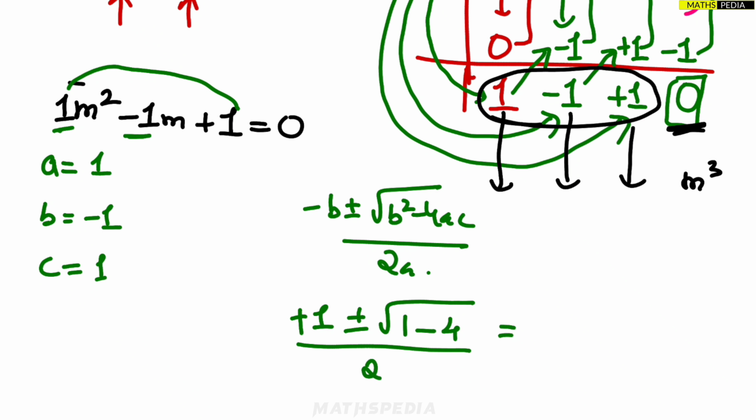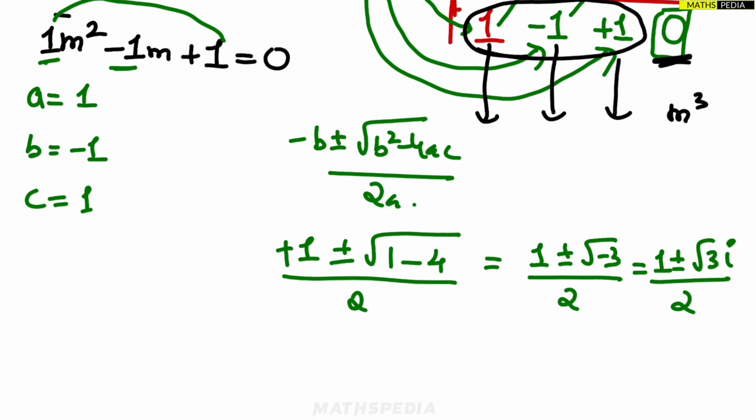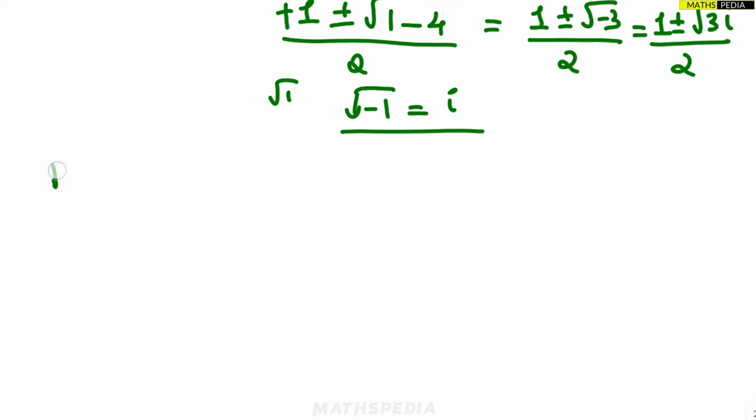So the answer you are getting is 1 plus or minus square root of minus 3 divided by 2. Now minus 3, as we know, inside the square root it will become root 3i divided by 2. Why I came? Because root of minus 1 is nothing but i. Okay. So what all numbers we have got? The m values we are getting are minus 1 and 1 plus or minus square root of 3i by 2.